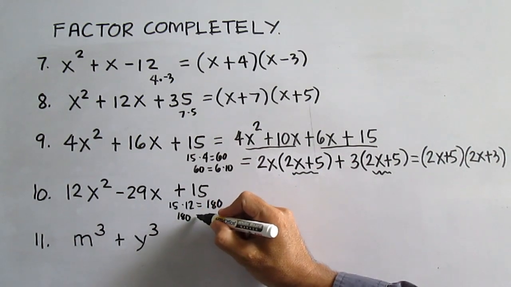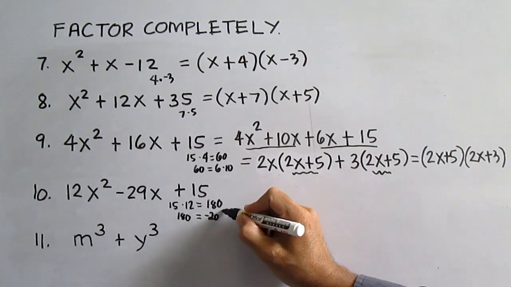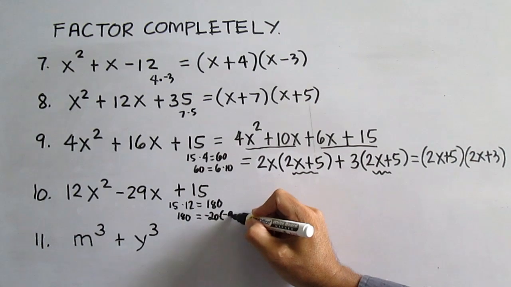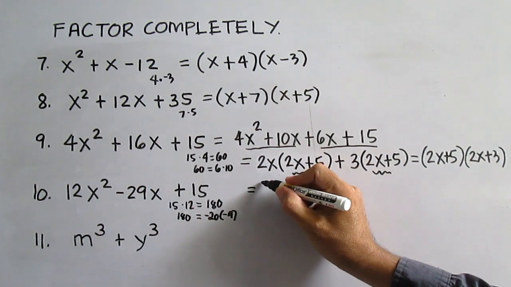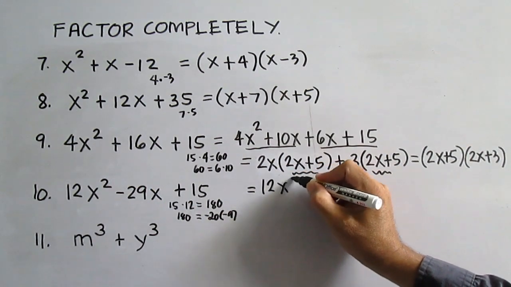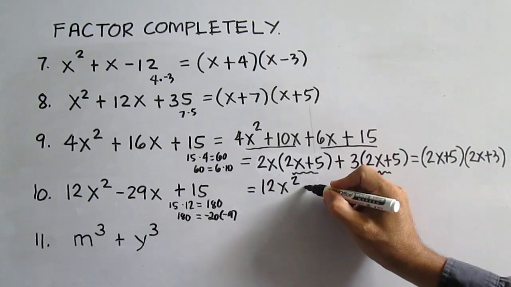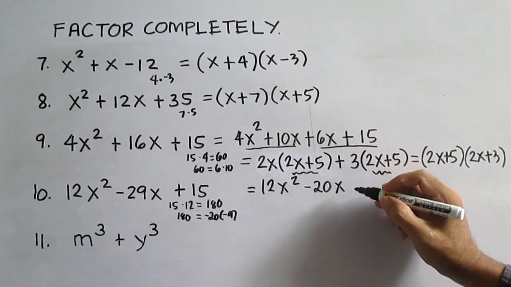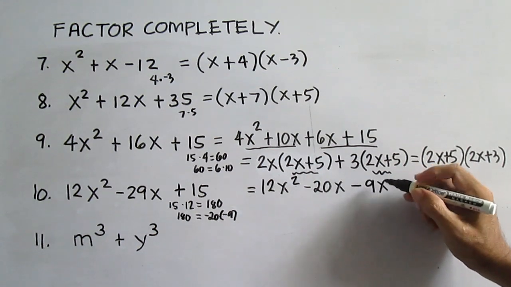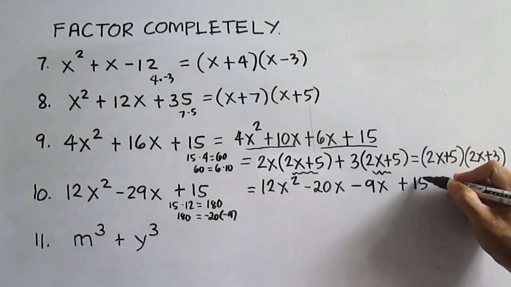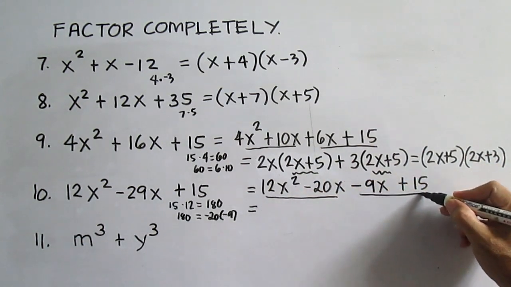180 is equal to negative 20 times negative 9. This is equal to 12x squared minus 20x minus 9x plus 15. Group the first two terms together and the next two terms together.